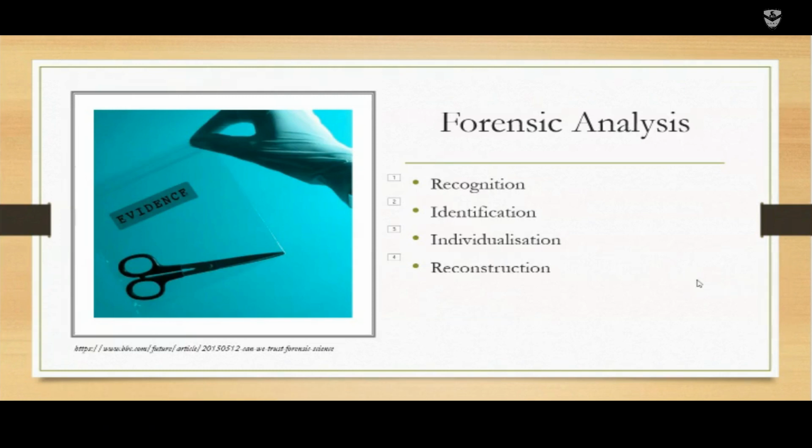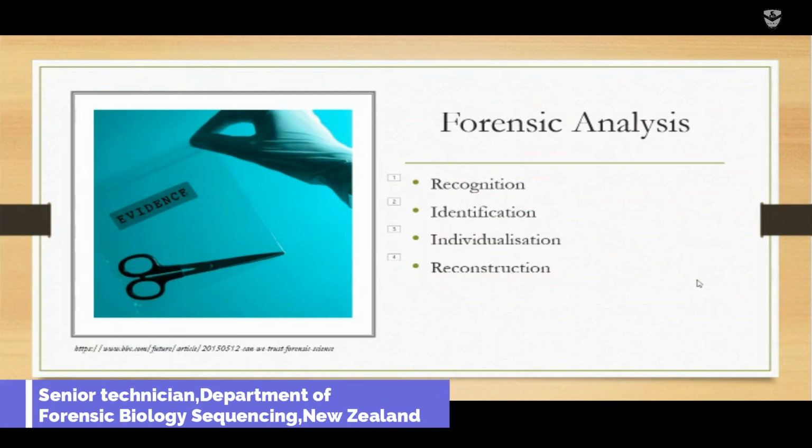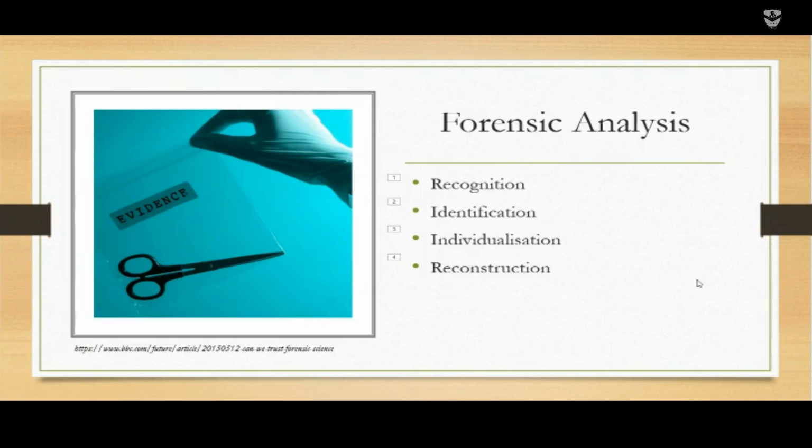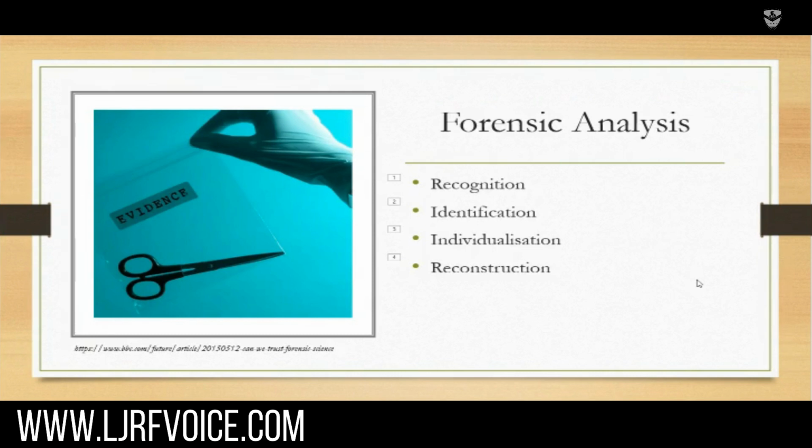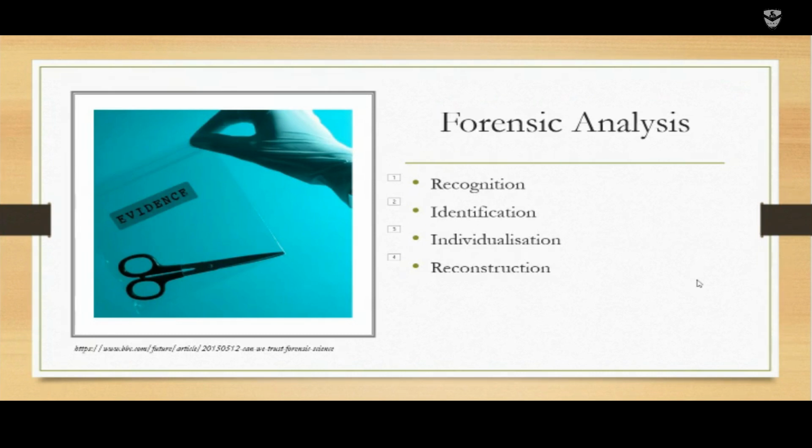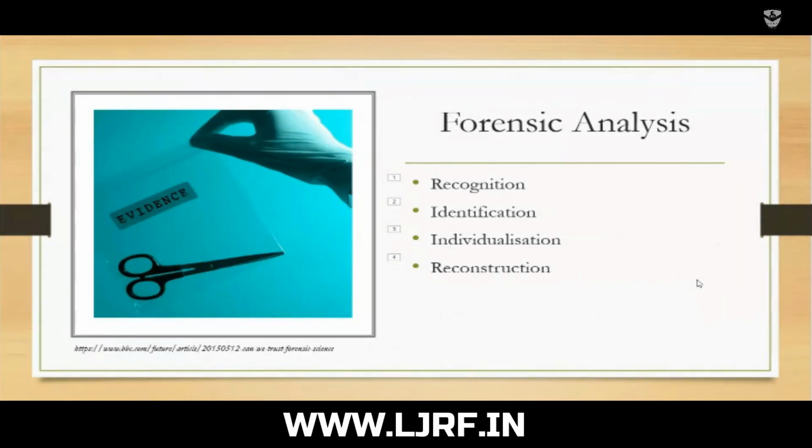So these are the very basic and initial four steps that we use in forensic analysis. I have tried to use the simplest terms so that you guys can understand. So these are the different disciplines of forensic science, how forensic science developed, how we do forensic analysis in the lab, and what are the steps we follow in forensic analysis.